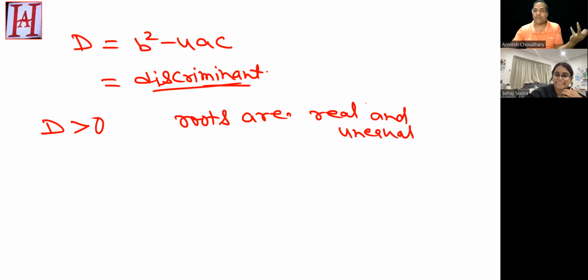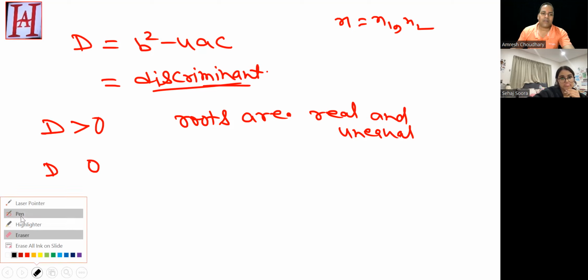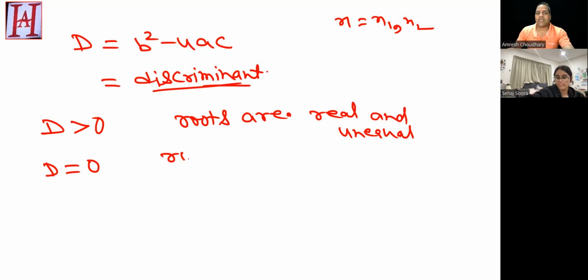Here it is a quadratic equation, so x has two roots, x1 comma x2, and both should be unequal. So I can say if D is greater than 0, then roots are real and unequal, and there are two roots here. If D is equal to 0, I am first going to write this one, then you can say, sir, roots are real but equal.